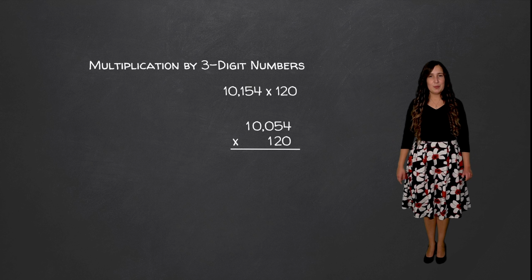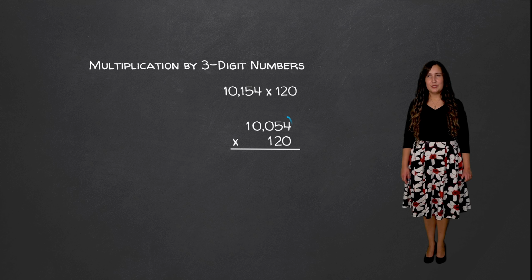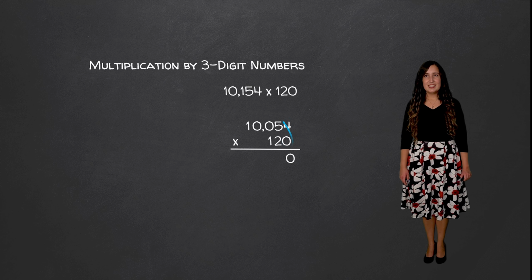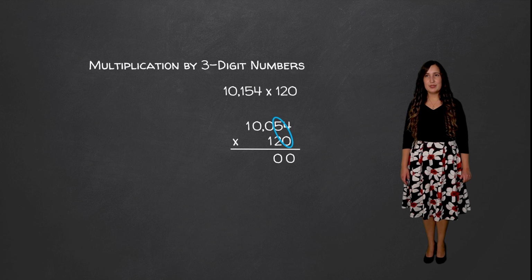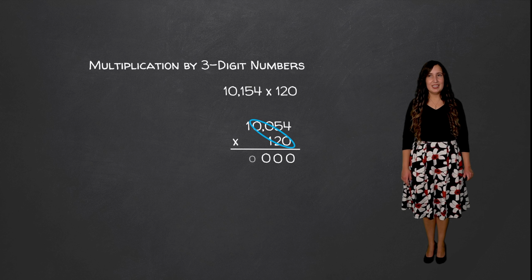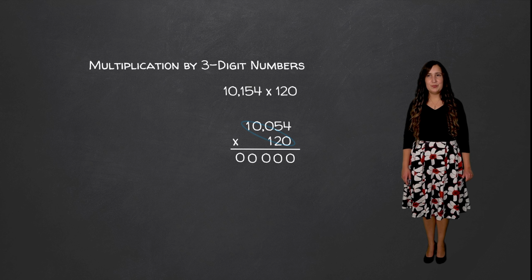And now we're going to start multiplying with 120. So we're going to start with the 0 in 120, then the 2, then the 1. So 0 times 4 equals 0. 0 times 5 equals 0. 0 times 0 equals 0. 0 times 0 again equals 0. 0 times 1 equals 0.